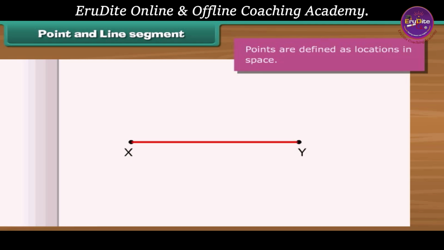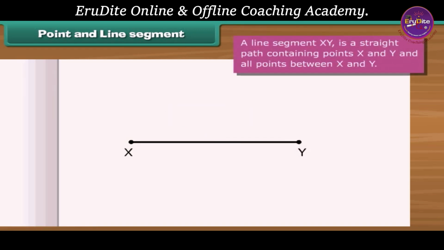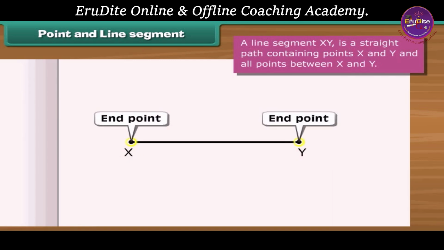What if the 2 points are connected? We will get a line segment. A line segment XY is a straight path containing points X and Y and all points between X and Y. The points X and Y are endpoints.